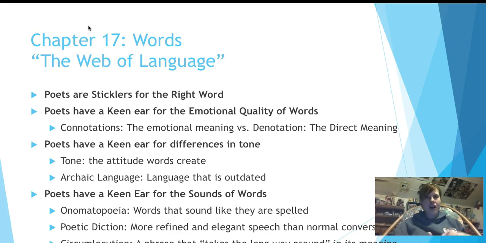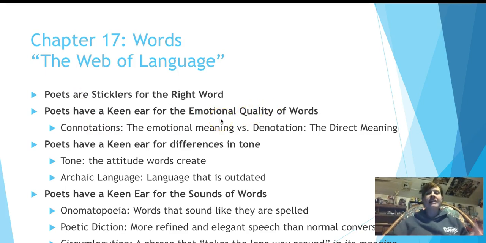And poets often scour and search and write and rewrite and draft to get that poem to be exactly how they want it. And so that's a pretty important thing, to choose the right language to convey the messages you're wanting to. Poets have a keen ear for emotional quality of words.